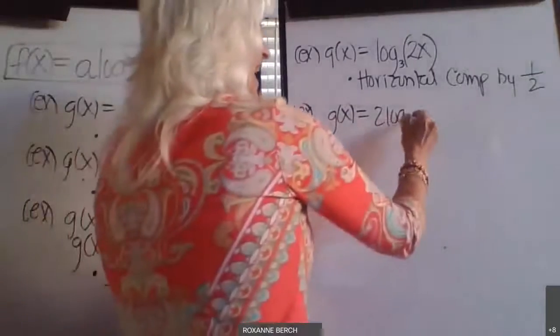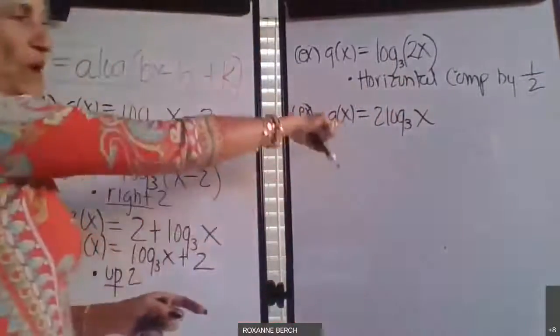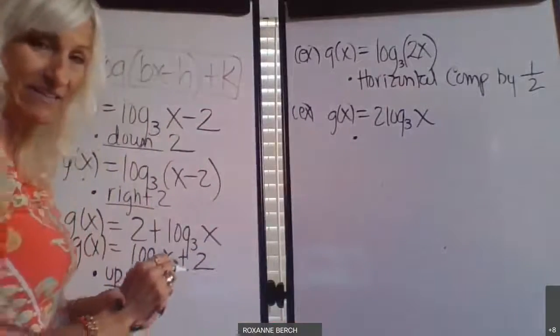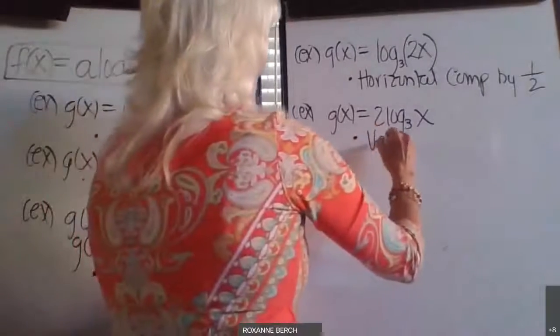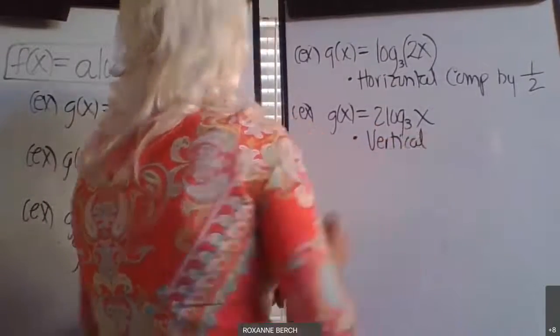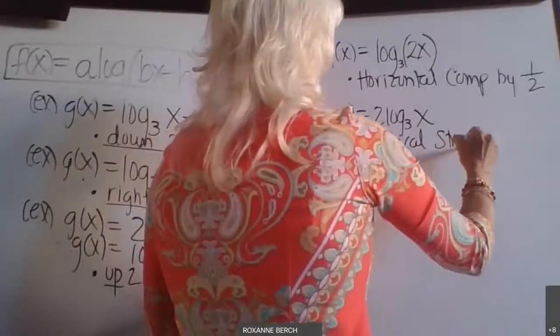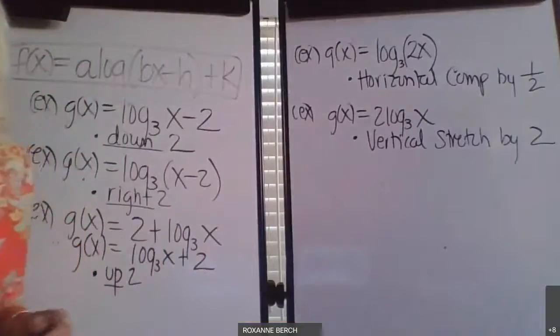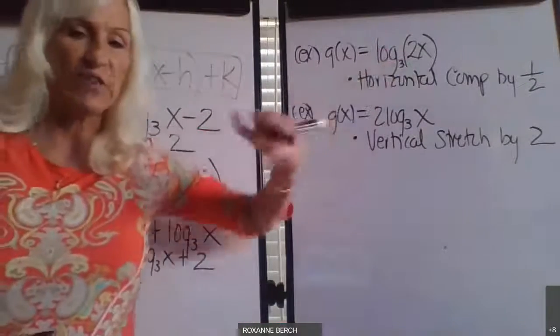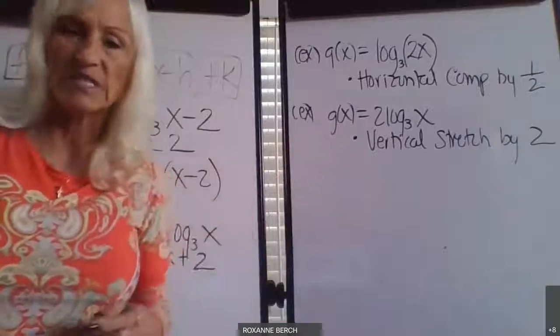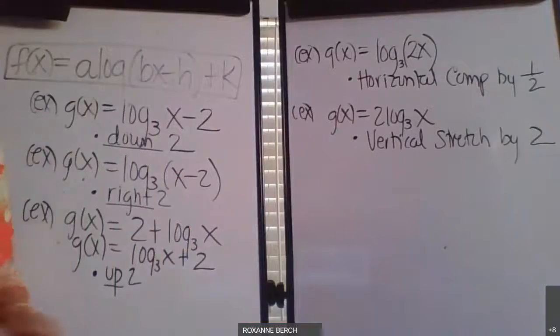So what about this guy? If he's a horizontal compression, what's he? That's A, right? So what's A? Vertical stretch. A vertical stretch by 2. So you just have to remember, with B, you have to take the reciprocal. With A, you do not take the reciprocal. Let's do a couple more.